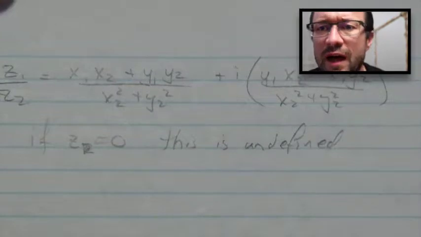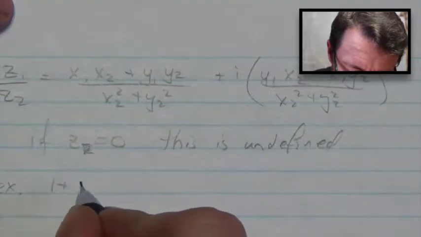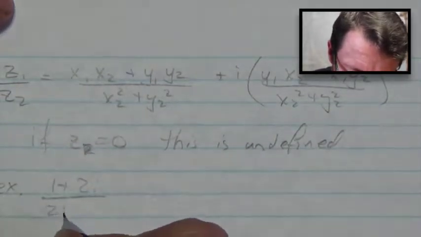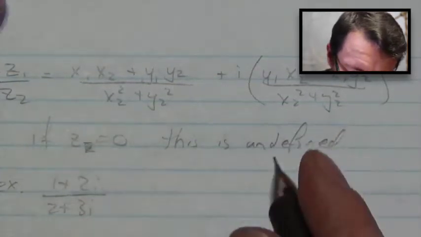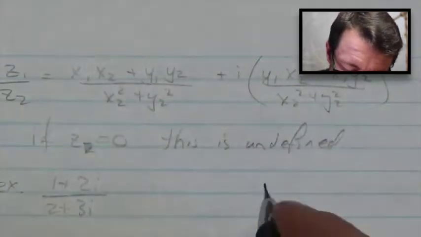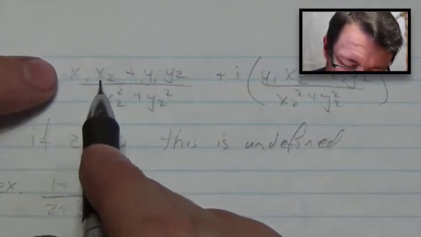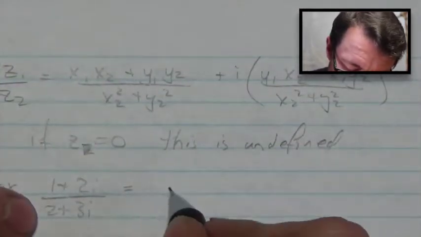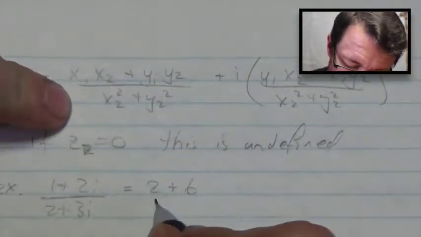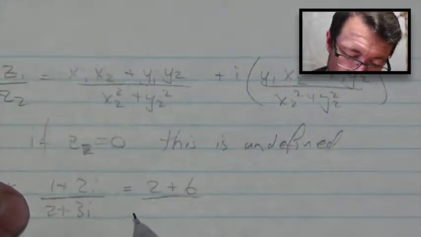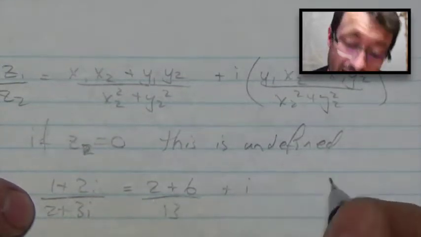Let's just say, for example, let's take 1 plus 2i, and we'll divide that by 2 plus 3i. Now, I can do the division like they've set it up here, and in fact maybe I will, and I'll show you how you can approach this another way. So I've got x1 x2, so it's going to be 2 plus y1 y2, so 2 times 3 is going to be 6, and this is going to be over 2 squared, so 4 plus 9, so it's going to be 13, and this will be plus i.